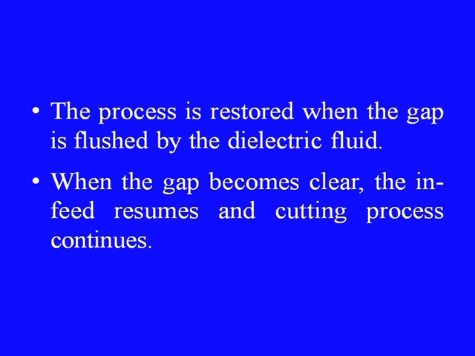Once the gap voltage sensor system determines bridging of some pieces of electrically conducting material between the electrode and the workpiece, the servo system immediately reacts and reverses the direction. That means it retracts the tool so that short circuiting of the gap does not take place. As I have already indicated, if short circuiting does take place, then there will not be any sparking, and therefore we will not get the desired erosion effect in the working zone. The process is restored when the gap is flushed by the dielectric fluid. When the gap becomes clear, the infeed resumes and the cutting process continues.